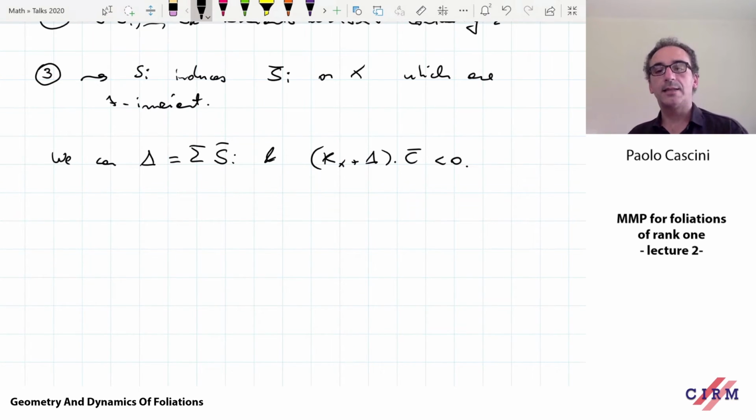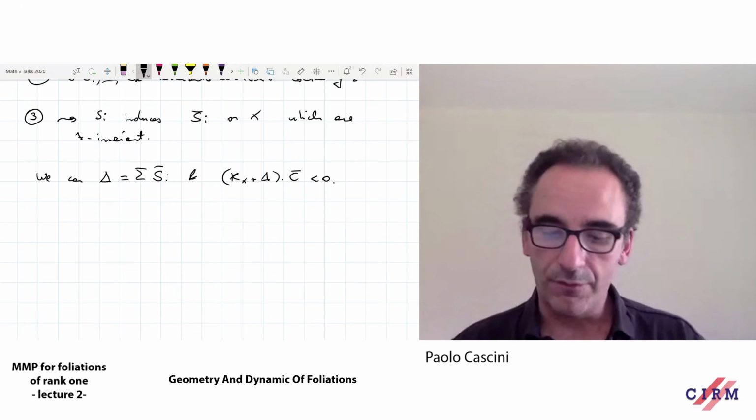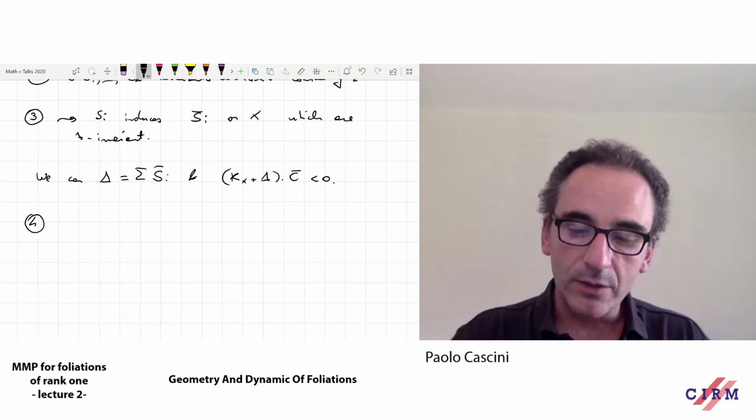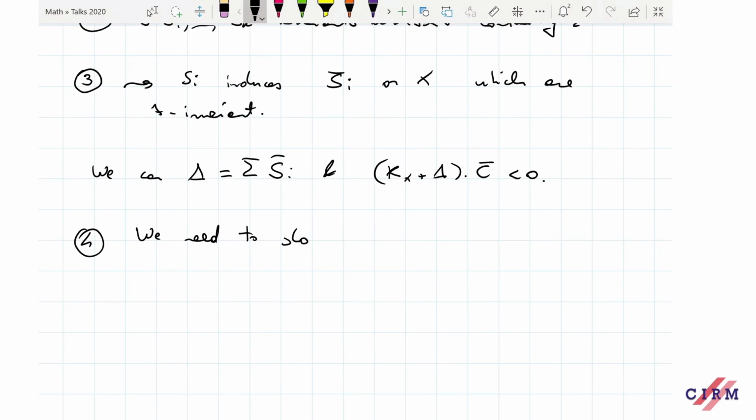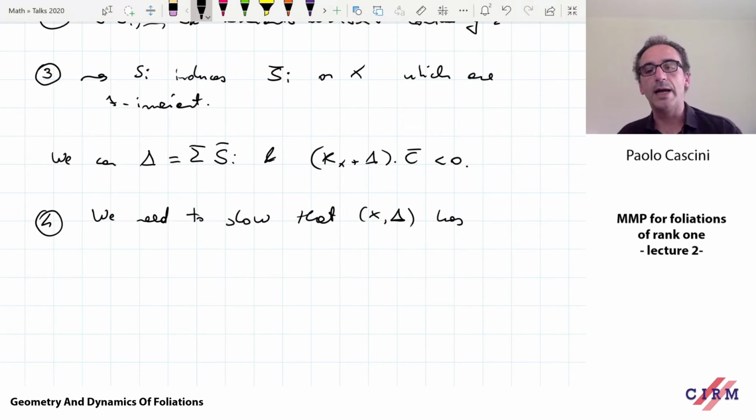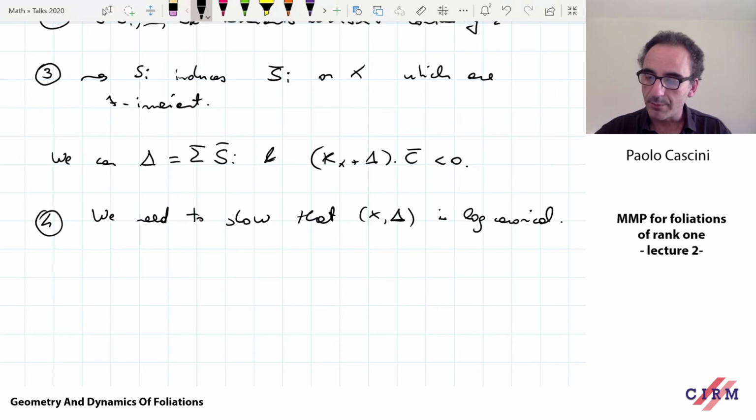Now, what is the last step? We would like to say, okay, this implies that the flip exists, at least in a formal neighborhood of C bar. What is the thing we need to be careful of? Well, we need to show that the pair X, delta has bounded singularity somehow. The singularities of this pair are not too bad, because otherwise we cannot run the classic MMP. So let me just say it's log canonical. And again, I'm hiding quite a lot of details, and I'm cheating quite a bit.